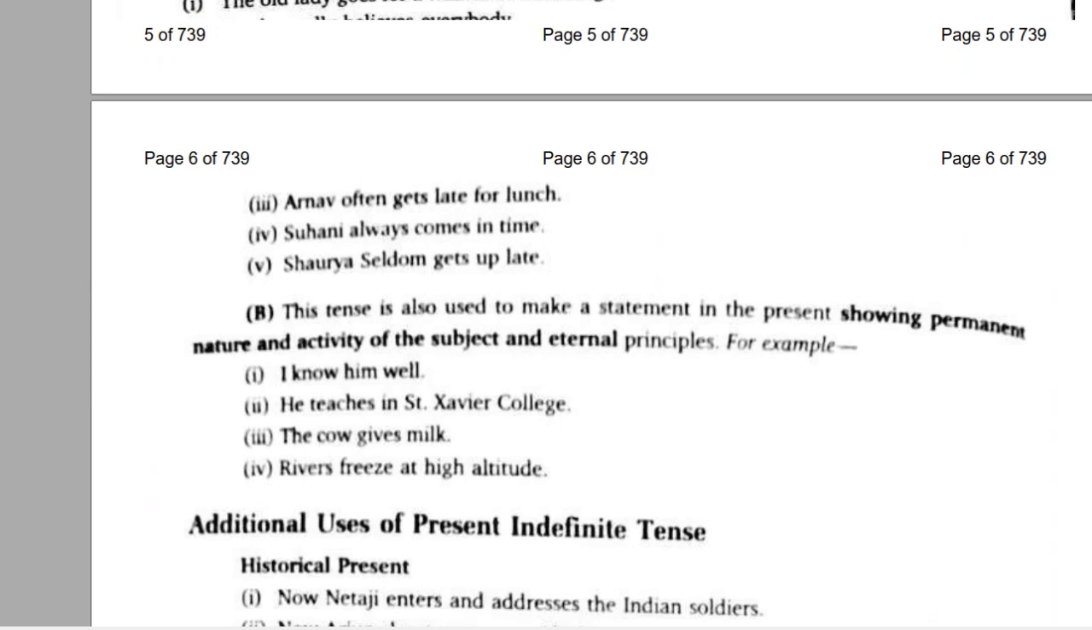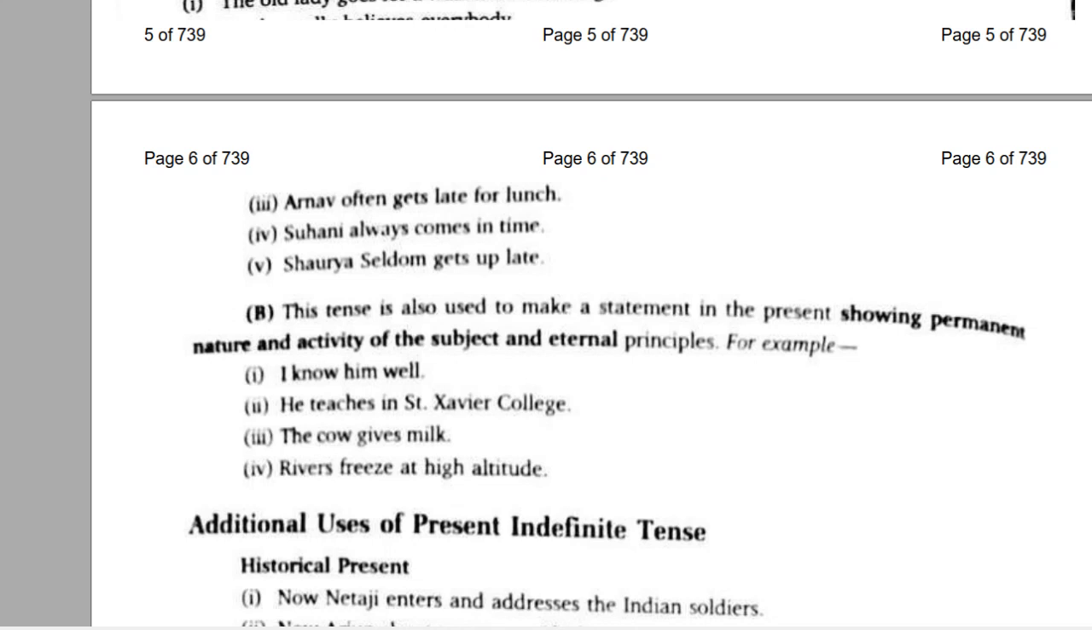Arnav often gets late for lunch. Basically, this is a habit or a repeated practice. Suhani always comes in time. So this is a repeated practice. Shoria seldom gets a plate. This tense is also used to make a statement in the present, showing the permanent nature and activity of the subject. So this will show the permanent nature of a person.